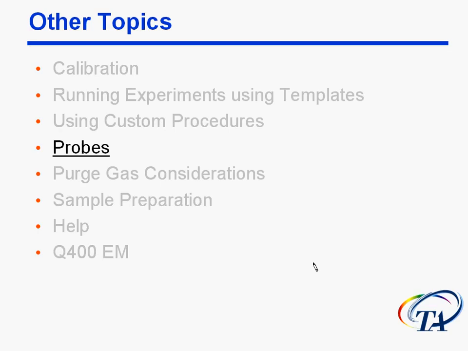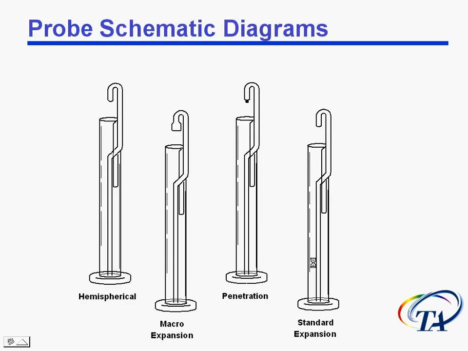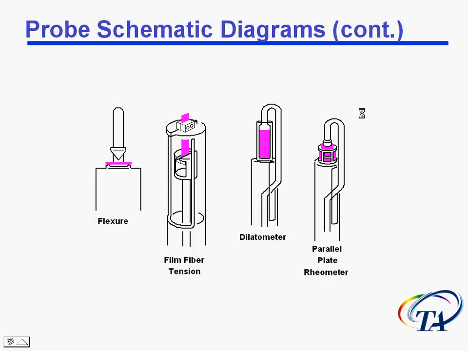Let's talk a little bit about probes. These are the different probes on the TMA. We have a hemispherical probe, macro expansion probe, penetration probe, standard expansion probe, okay? There's some other probes we'll look at in a second, but these are all the overhead type probes. Then there's also the specifics like flexural, film fiber tension, dilatometer, and then parallel plate rheometer probes.